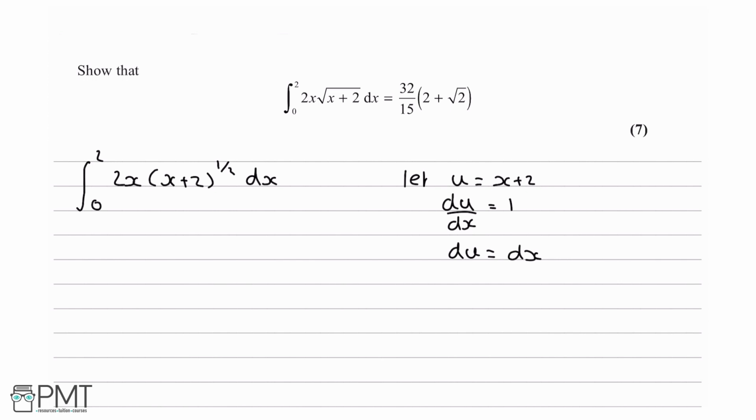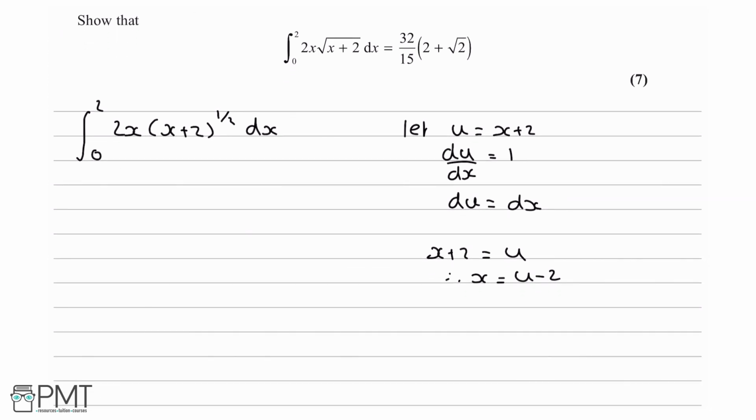The next thing I'm going to do is rearrange u equals x plus 2 for x. So we're going to say that x plus 2 equals u, and therefore x equals u minus 2. The final step is I'm going to change both of the limits from the x world to the u world. At x equals 2, u equals, so we have our rule here that u equals x plus 2, so u is going to equal 4, and at x equals 0, u equals 2.